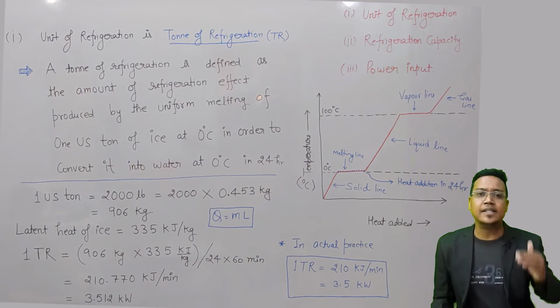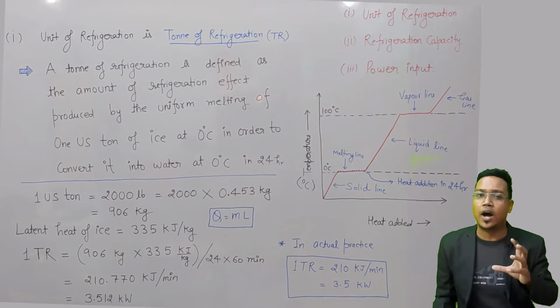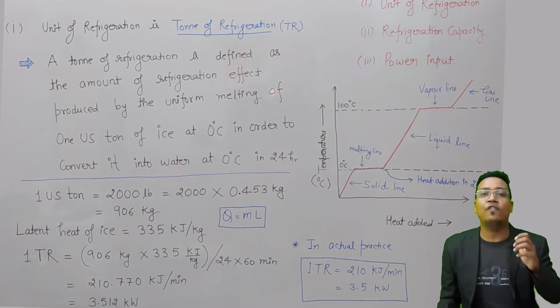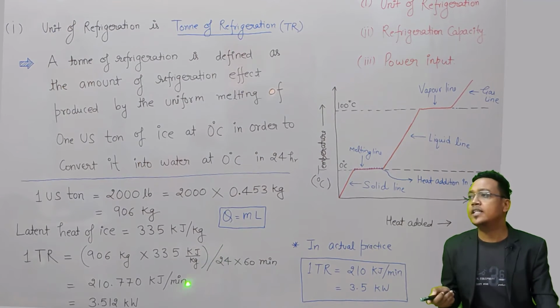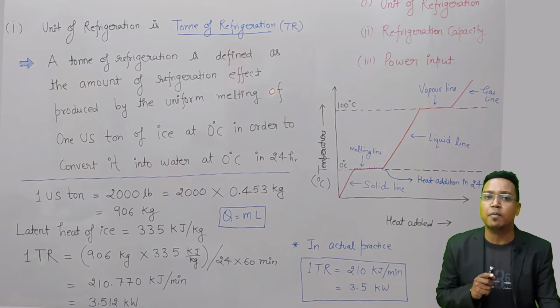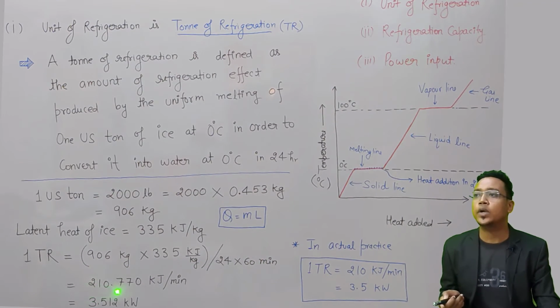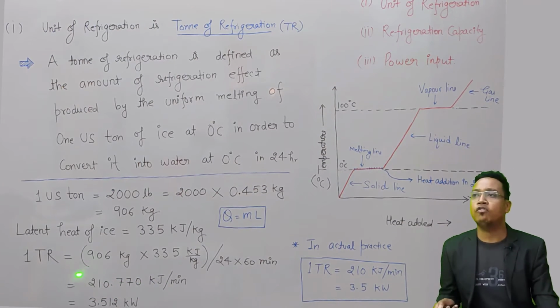Now this ice is converting into water in 24 hours. If I have to find the rate of heat transfer, then I will divide this amount of heat by time. This ice is taking 24 hours for melting at 0 degrees Celsius. Now 24 into 60 means I have converted hours into minutes. If I solve this calculation, I'll get 210.770 kilojoule per minute. Now I got 1 TR is equal to 210.770 kilojoule per minute.